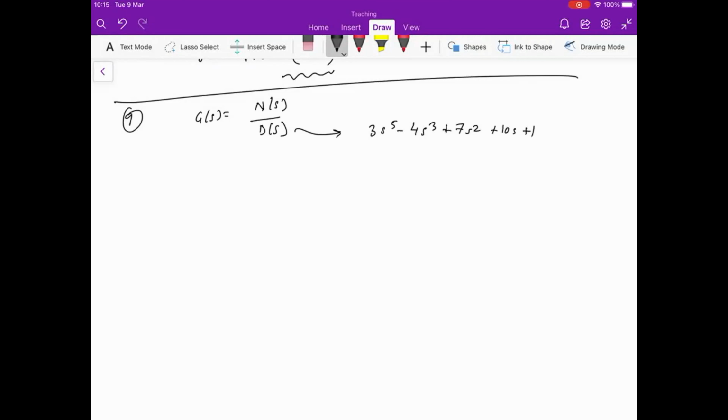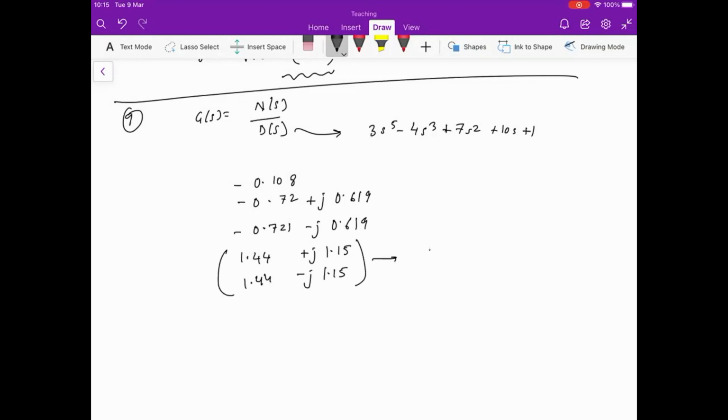And so there, I just used a solver that I found on the web. I can't remember where anymore, but these solvers are available. So the roots turn out to be minus 0.108, minus 0.72 plus j 0.619, minus 0.721 minus j 0.619, and these are all fine. And then this is the problem here: 1.44 plus j 1.15, and 1.44 minus j 1.15, and these two are in the positive half plane.